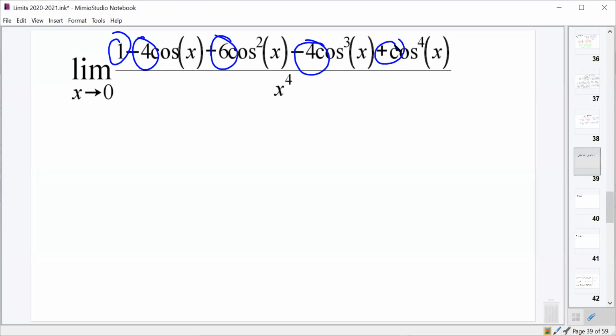What do you notice about those coefficients there? 1, 4, 6, 4, and 1. They're in sort of like that, what's it called? Remember those numbers with like a Pascal's triangle. Pascal's triangle, yeah, exactly.